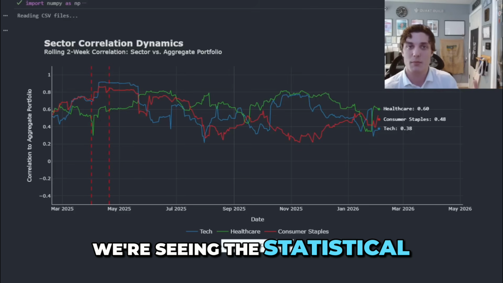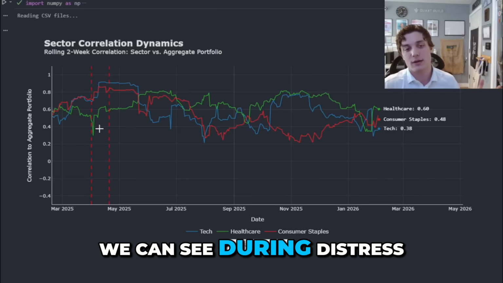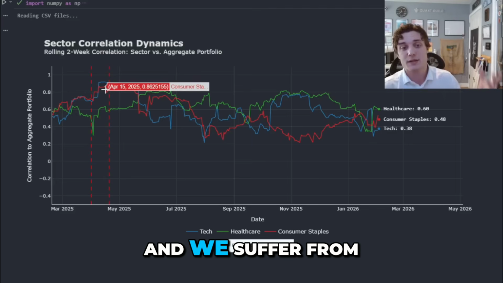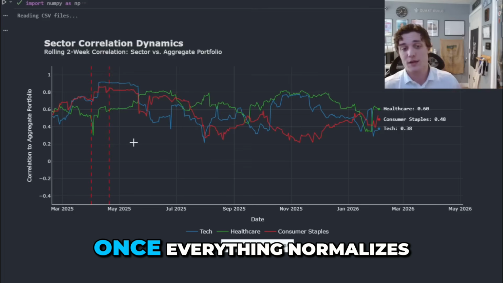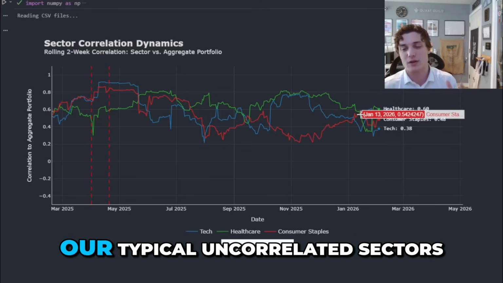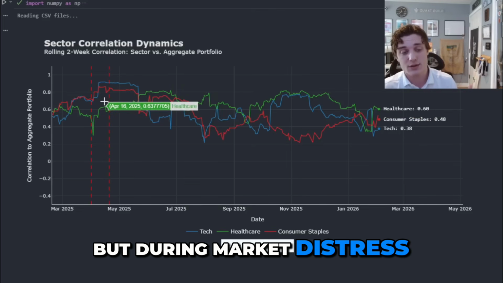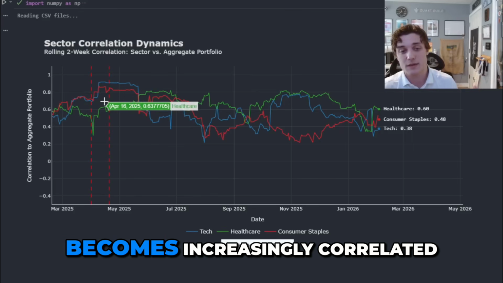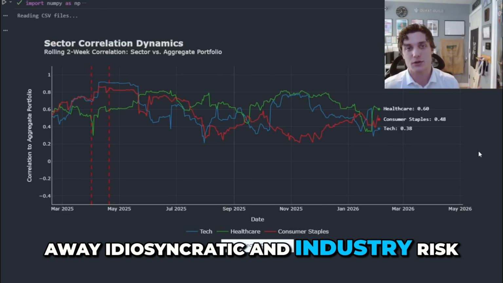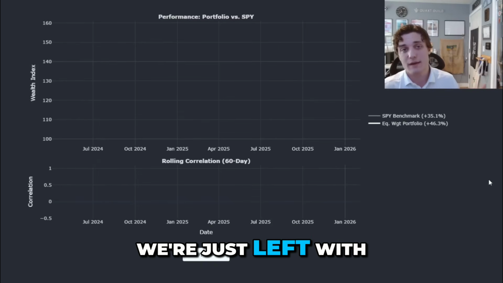We're seeing the statistical mechanism used for diversification break down. We can see during distress, everything becomes increasingly correlated. We don't get that benefit, and we suffer from that market drawdown. Now, once everything normalizes, we will then be back to business as usual, our typical uncorrelated sectors and firms. But during market distress, we can see everything becomes increasingly correlated. So if we diversify away idiosyncratic and industry risk, what are we left with? Well, we're just left with market risk.